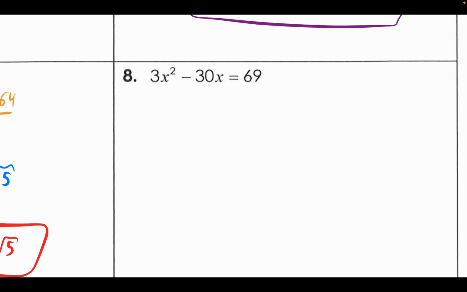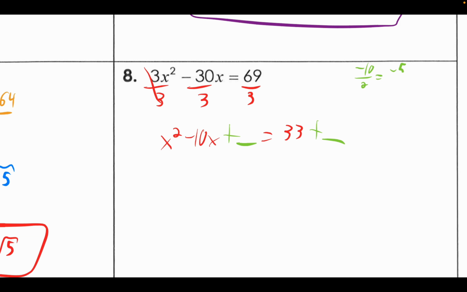Number 8 here, we'll divide everything by 3 because it's already in the right order, but we don't have an a of 1, we have an a of 3. And this method only works when a is 1, so we get x squared minus 10x equals 33, intentionally leaving this blank for my plus blank that I'm going to be filling in by doing half of negative 10 is negative 5, square that and I get positive 25. Factor the left-hand side and I get (x minus 5) quantity squared.